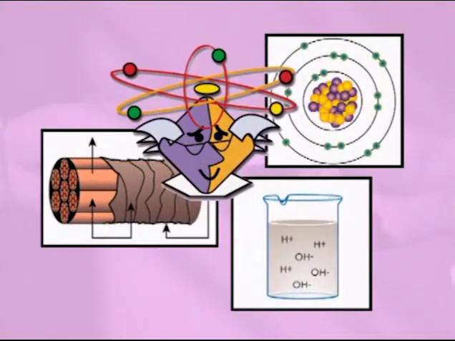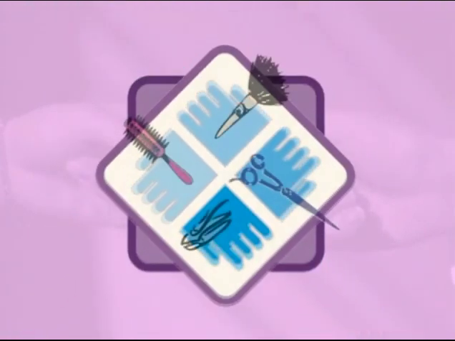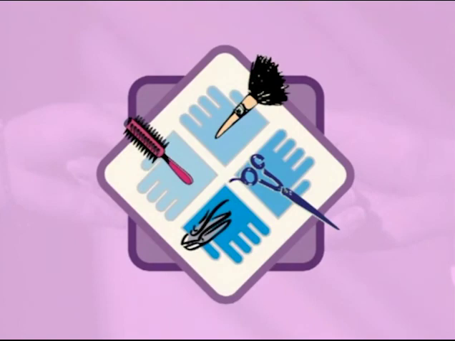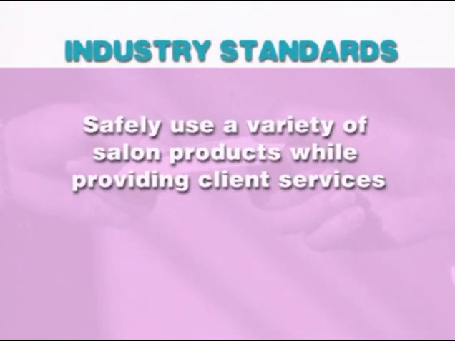That wraps up our chapter on the chemistry of cosmetology. Your clients will never be aware of the effort and time it took for you to understand and apply chemistry to your styling services. But that's okay, because their hair will. Once you've completed this chapter, you will be prepared to meet the following industry standard for entry-level cosmetologists. Safely use a variety of salon products while providing client services.